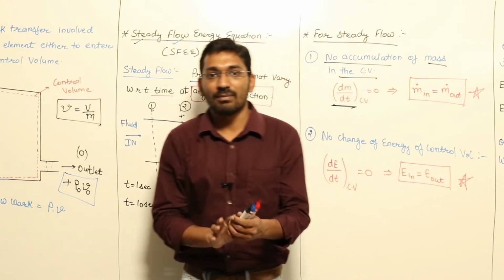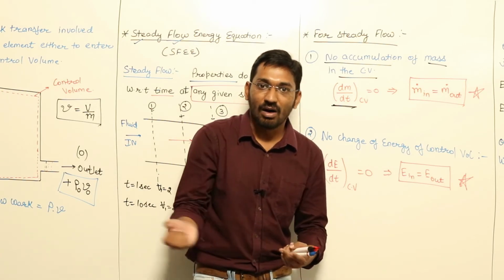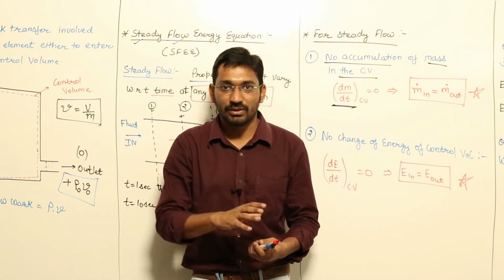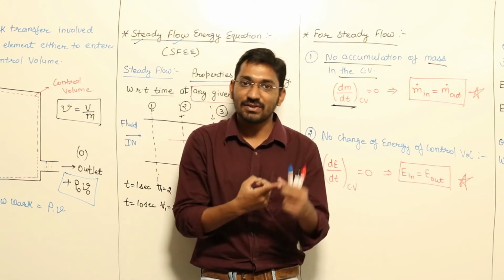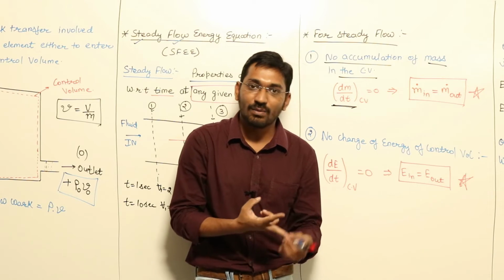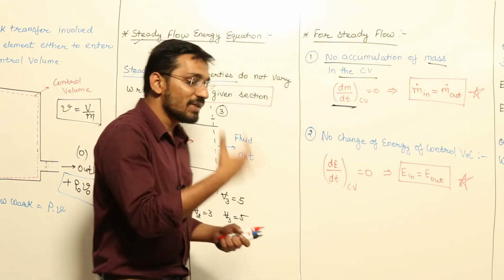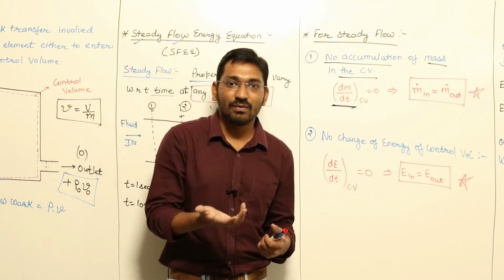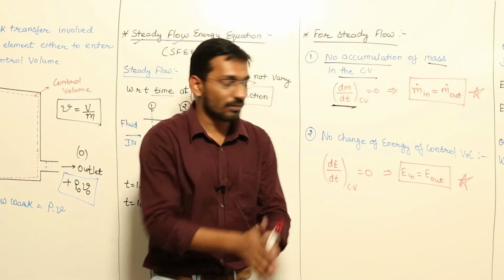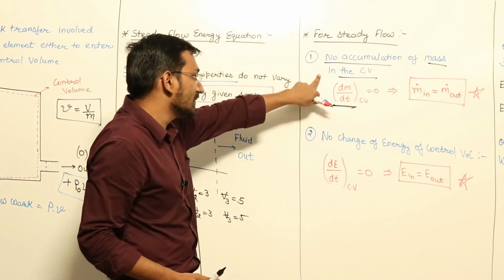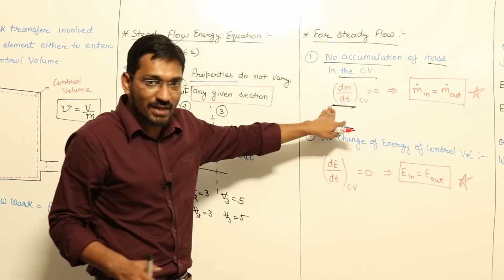In an open system, only two things are possible. Either mass can transfer or energy can transfer, or both. So there are two possibilities in an open system. First one, mass can change in the control volume. Second one, energy can change, right? If both of them are not changing in the control volume, then we can say that our flow is a steady flow.